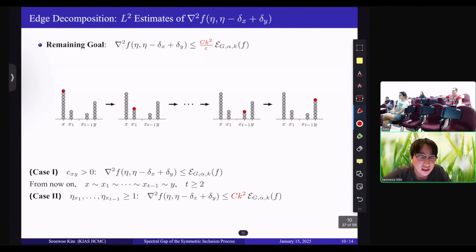So we're done. Case 1 is very simple. From now on, we assume that case 1 does not hold, such that C_XY is 0, which means that we have a connected graph, so there's a path from X to Y visiting these X_i, and the path should be of length at least 2, of course.